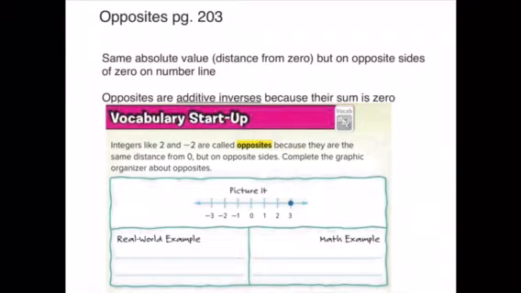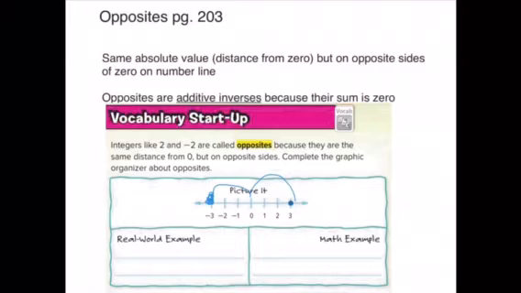So integers like 2 and -2 are called opposites because they're the same distance from zero, but on opposite sides. Complete the graphic organizer about opposites. They made us this lovely picture here, and we should probably graph the opposite of 3. So that's going to be here at -3. I'm trying to use a stylus, and I'm not sure I like it. Okay, so you can see they're the same distance from zero, if you want to add that in.